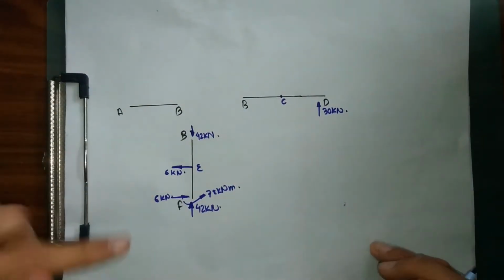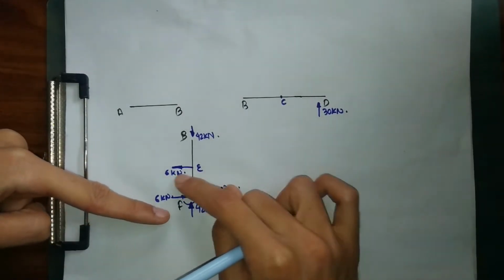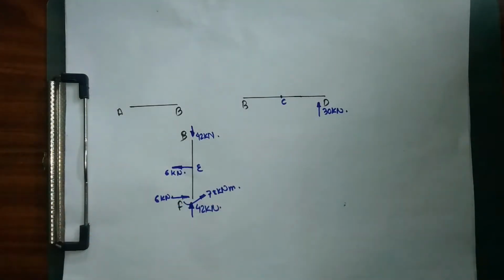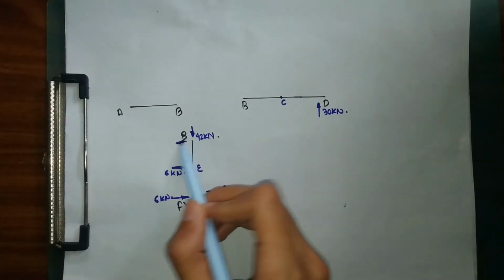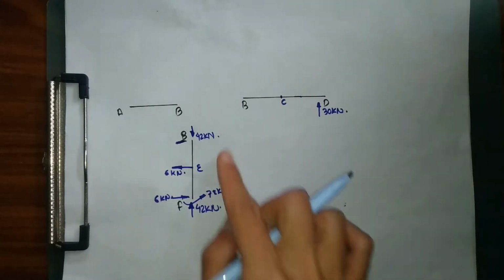But as you can see again for my member BF, 6 kilonewton is acting downward, but already there is a force of 6 kilonewton acting upward. So both these forces get cancelled out. So there does not need to be any extra additional force at our joint B. So this is already in balance in the x direction.